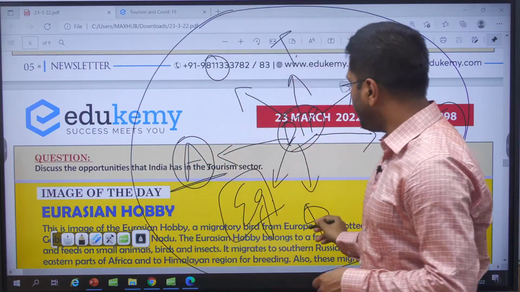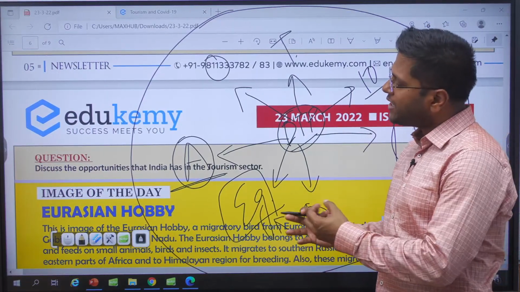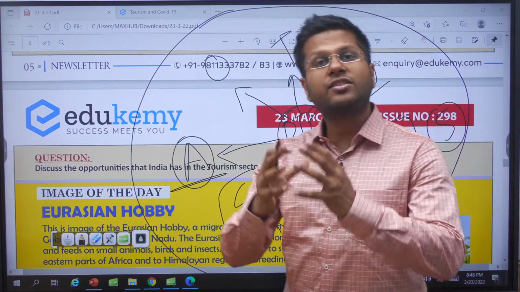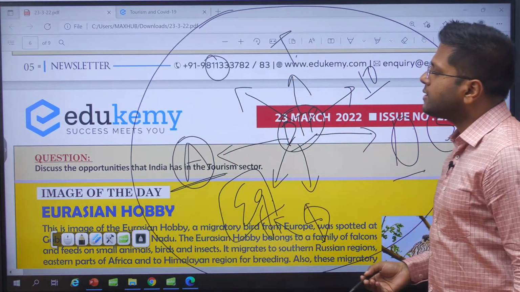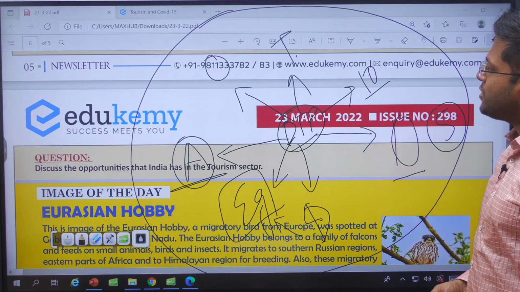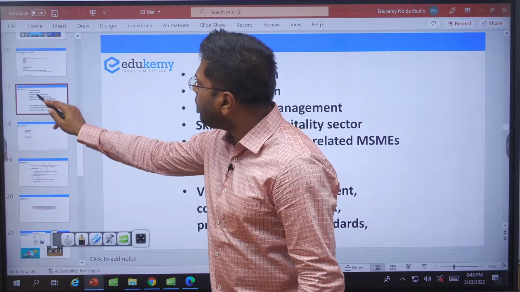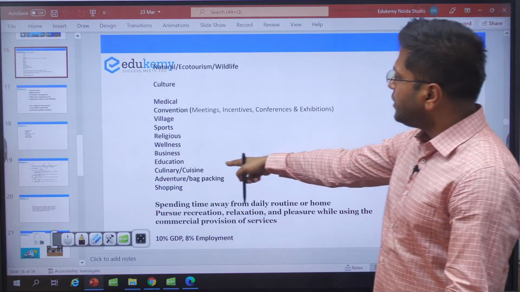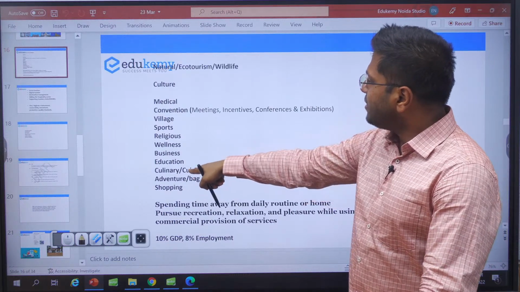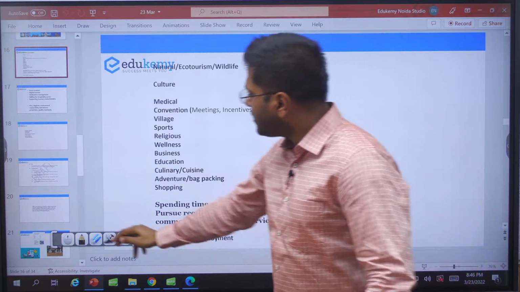Example is relevant everywhere. Give data or example and you see how you make your projects green and sustainable. Your own projects, that is your answers, right? Discuss the opportunities that India has in the tourism sector. And the opportunities must be presented in all of these tourism sectors: shopping, adventure, backpacking, cuisines, education, business, wellness, religious, sports, village, convention, medical, all of them.